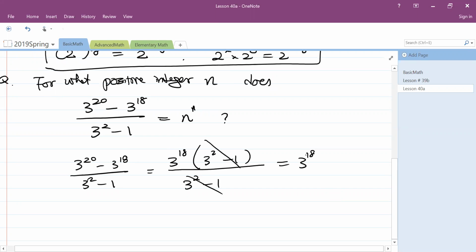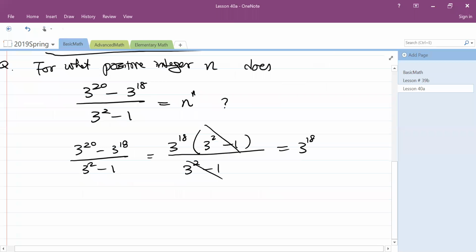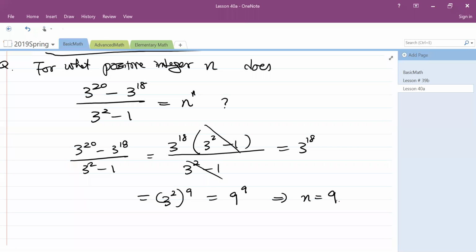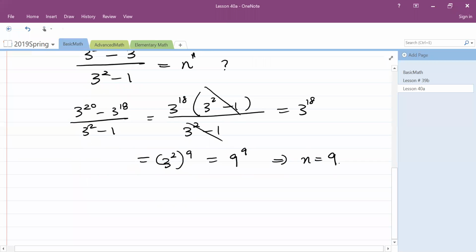Now the question is, how can I change it to n to the power n? So let's do it step by step. That would be 3 squared to the power 9, because 2 times 9 is 18. We're using the above formula. But then 3 squared is 9, so 9 to the 9. Clearly n should be equal to 9. Got it? Because we have to express it as n to the power n, now you get 9 to the power 9. Good, right?